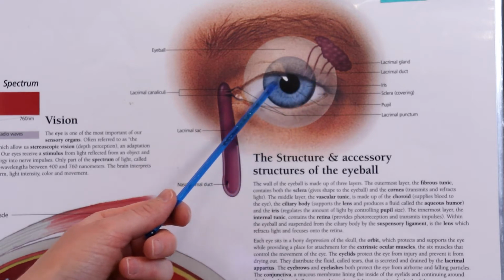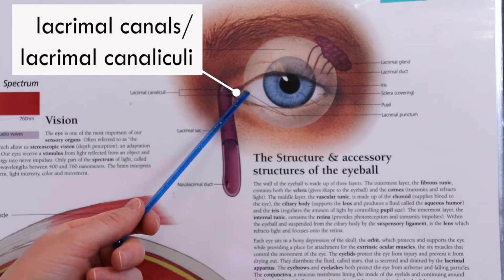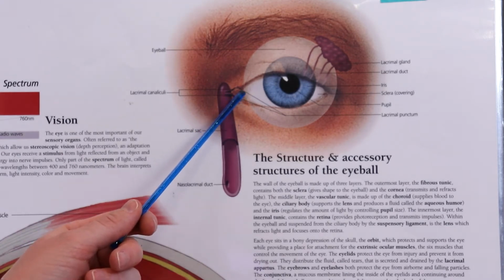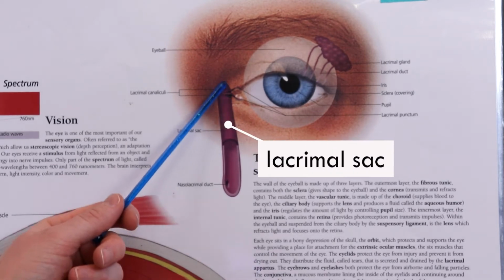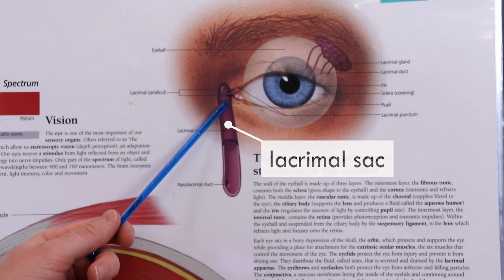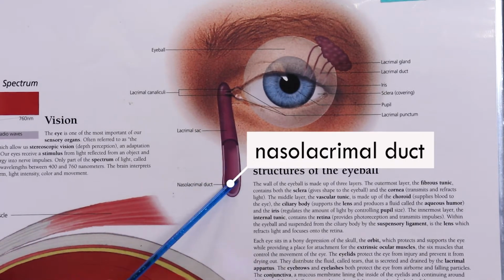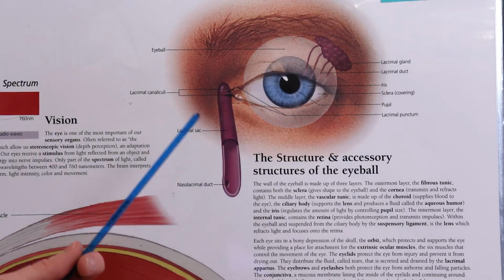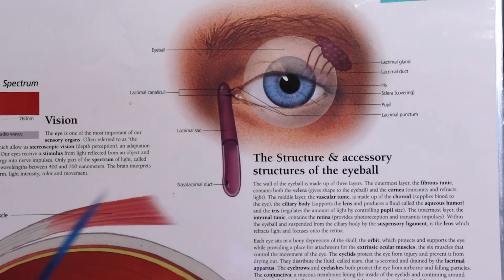So it washes across the cornea, nourishes that, and then it drains through the lacrimal canals, also called the lacrimal canaliculi, which are these small little passageways at the corner of the eye here, and those drain into the lacrimal sac. And then the tears will follow this passageway down the nasolacrimal duct and pass into the nasal cavity. And this is why when you cry, your nose starts to run, because those tears are draining into the nasal cavity.